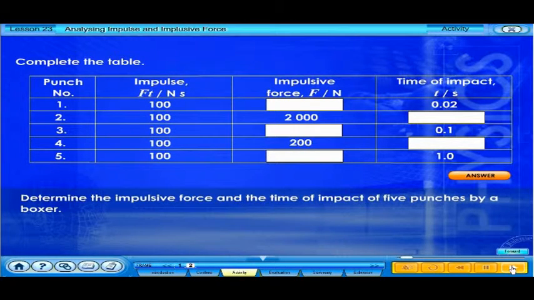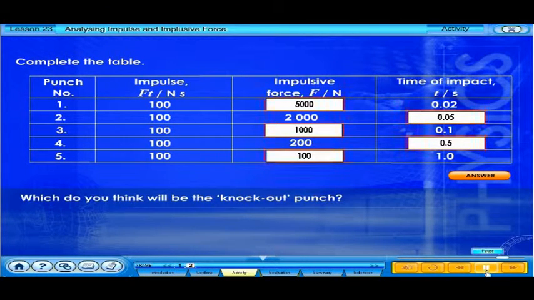In a boxing match, an analysis was done to determine the impulsive force and the time of impact of 5 punches by a boxer. It was calculated that the boxer has engaged an almost constant impulse, or change in momentum, to each of the punches he lashed out to his opponent. Complete the table. Which do you think will be the knockout punch?